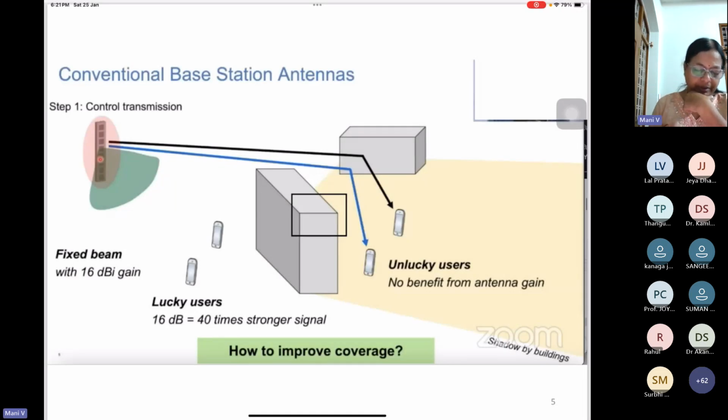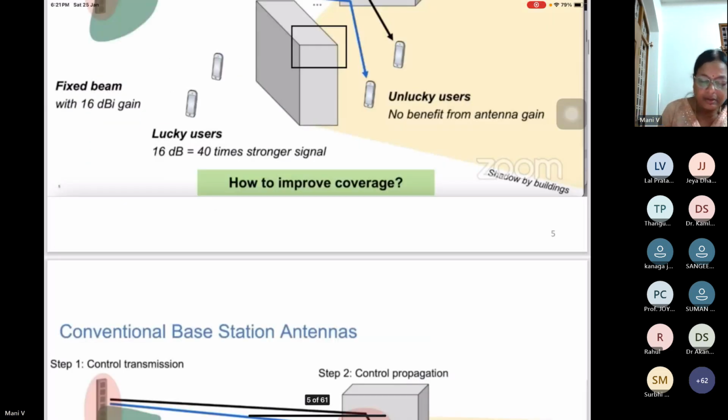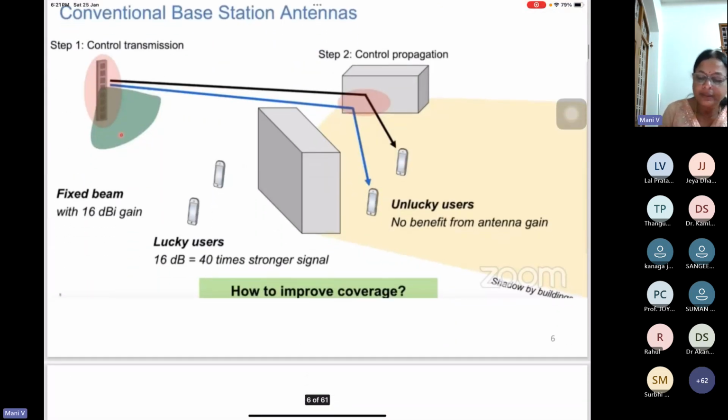Lucky users are in front and could see the base station, and they are receiving a 40 times stronger signal. But unlucky users, even if you increase the antenna gain, get no benefit from it. So in such times, is there any way to serve the unlucky users?